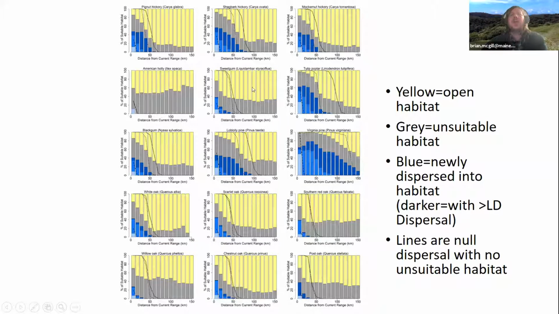This graph is a little complicated, but it's kind of the most compact summary. So again, yellow is habitat that's open to disperse into, that's climatically suitable in the future. The gray is unsuitable habitat due to human land use. And the blue is dispersal, but in this case, the shades of blue have changed meaning. The shades of blue depend on the power of the long distance dispersal.